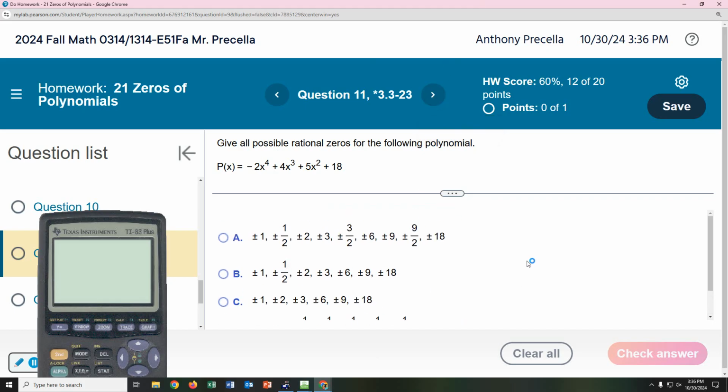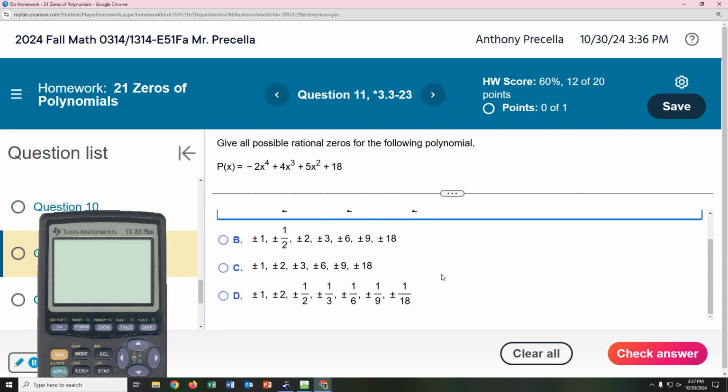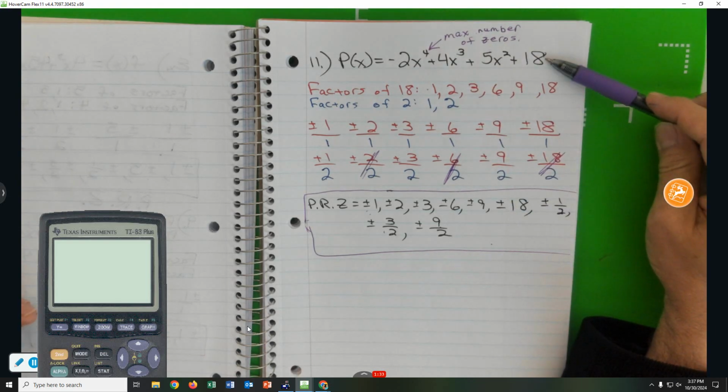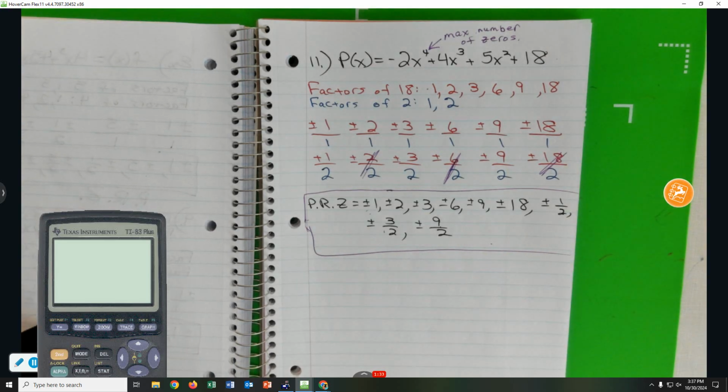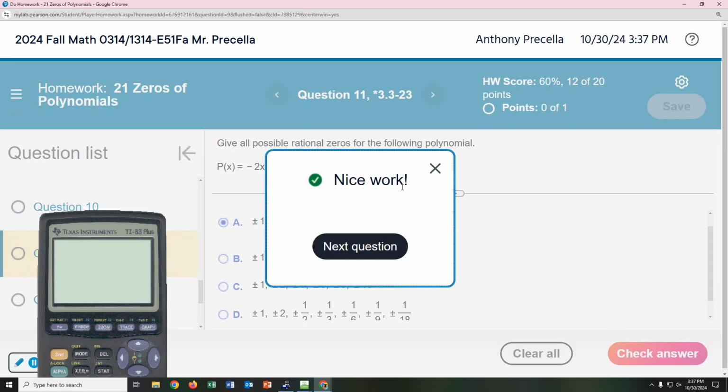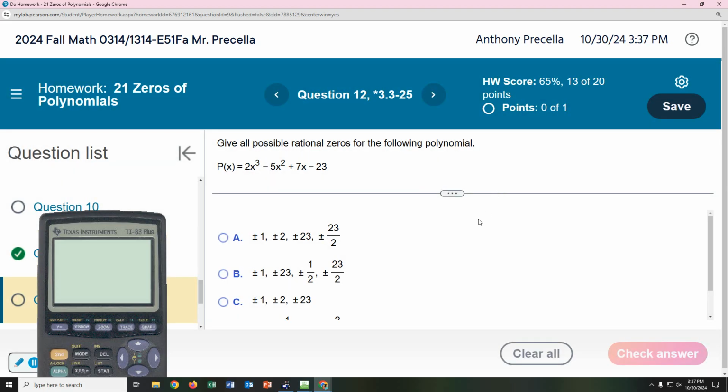Oh, wait a minute. We didn't answer it, did we? Let's see. Remember the order doesn't matter. Just make sure that they have all of them. I think it's A, isn't it? But if you accidentally reversed those, if you had put the leading coefficient first and then the constant term on the bottom, you would have incorrectly got response D, right? So remember, it's the constant that goes on top. That's why I write out the factors of the constant first. Now, this one shouldn't be too bad. Just 23 and 2.